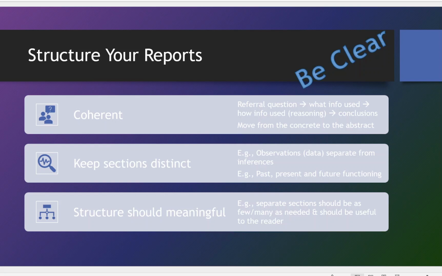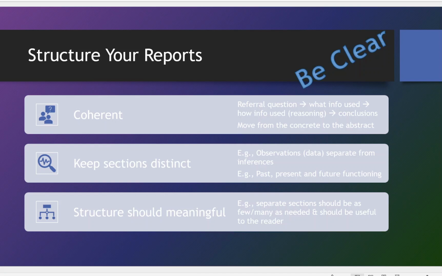Start with the referral question. Clearly state the specific legal questions or issues that prompted the evaluation. So perhaps that's competency to stand trial, criminal responsibility, risk assessment, whatever the question is. Then we want to move on to the referral source. Indicate who requested the evaluation. Maybe that was the court, the defense attorney, the prosecution, and any relevant background on why the evaluation was requested. Include what information you used to reason through your decision-making process and come to your conclusion.